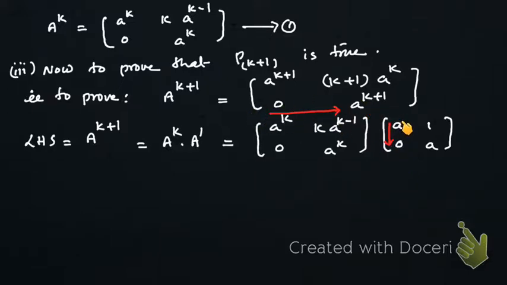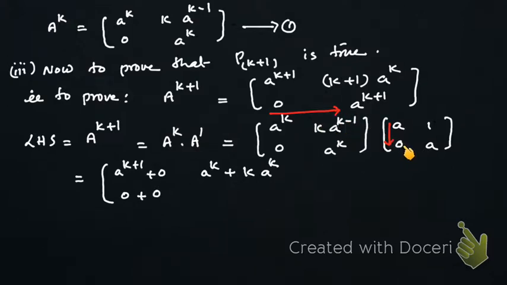A raised to k into a is going to be a raised to k plus 1 plus k times a raised to k minus 1 into 0, which is 0. Look at that again. The first row with the first column: A raised to k into a is a raised to k plus 1, plus the second element into 0 is 0.